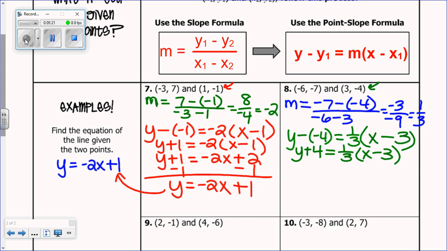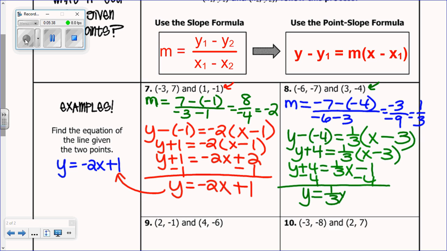And now I'm going to distribute and solve. So we have y plus 4 equals 1/3 x minus 1. And then subtract 4 from both sides. y is equal to 1/3 x minus 5. And so that's the equation of the line.